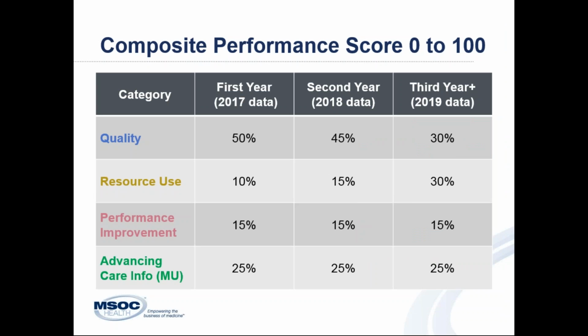So what makes up that composite performance score? Obviously, this is the key issue here. We're going to score from 0 to 100, and the law says there will be 4 things considered: quality, resource use, performance improvement, and advancing care information. And the law assigns weights to each of those categories, which change over the first 3 years and then stay constant. So you can see those here.